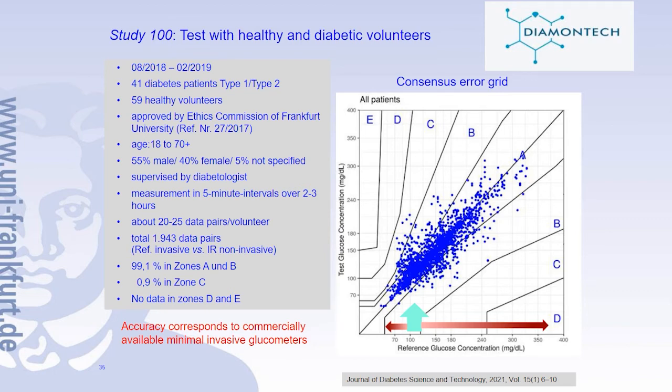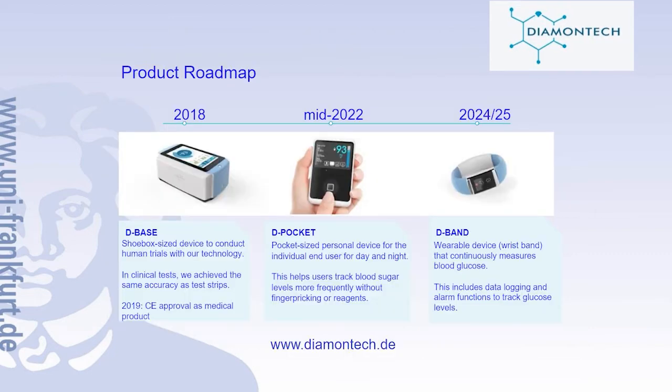And yes, that's precise enough to be used by diabetes patients. Its accuracy corresponds to commercially available glucometers. That has been published this year in Journal of Diabetes Science and Technology. Okay, I'll come to an end here. Diamondtech has started with a tabletop device containing a quantum cascade laser, commercially one.